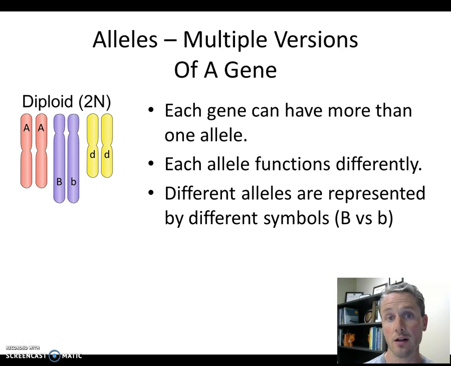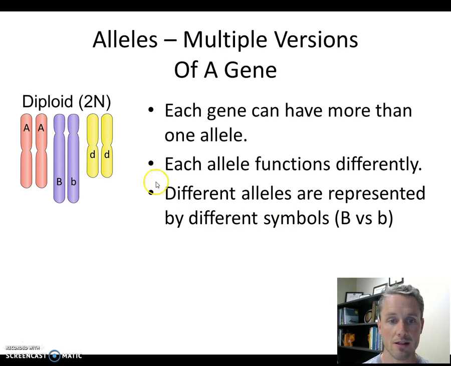So the different alleles are represented by different symbols. For example, gene B can have two different alleles, and we might represent it as an uppercase B for one allele and a lowercase b for a different allele. Again, they might function differently.